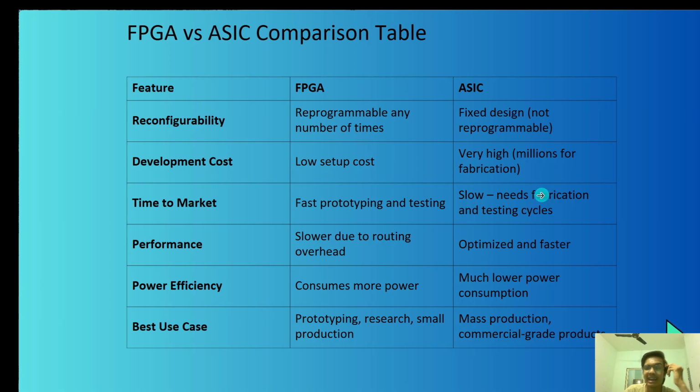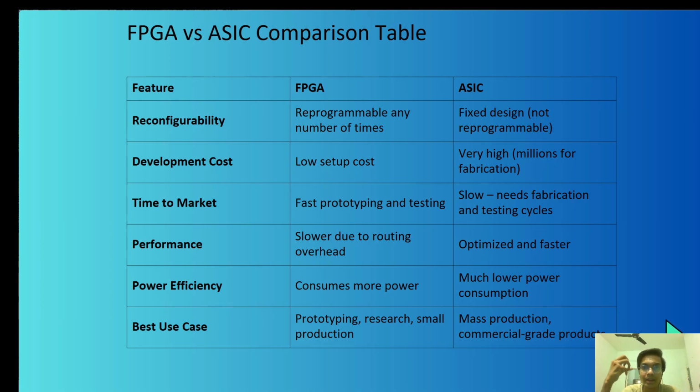FPGA, while ASIC is slow because FPGA is used to upgrade itself. Every time we can change it, upgrade it, make it better, while ASIC we cannot change it and we have to use it only once. Performance wise, it is slow due to routing overhead. ASIC is optimized and faster because we are using ASIC when we have already tested all the possibilities.